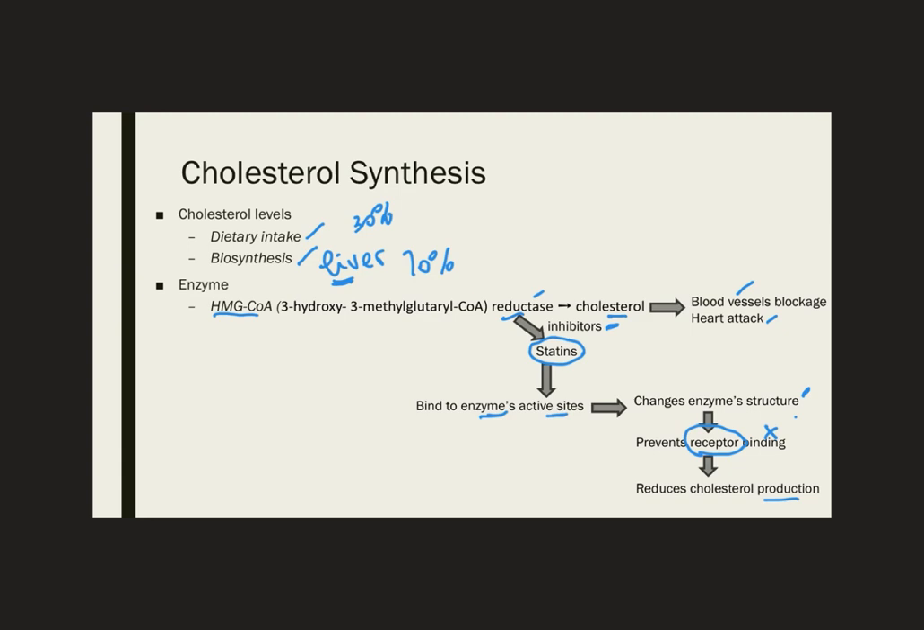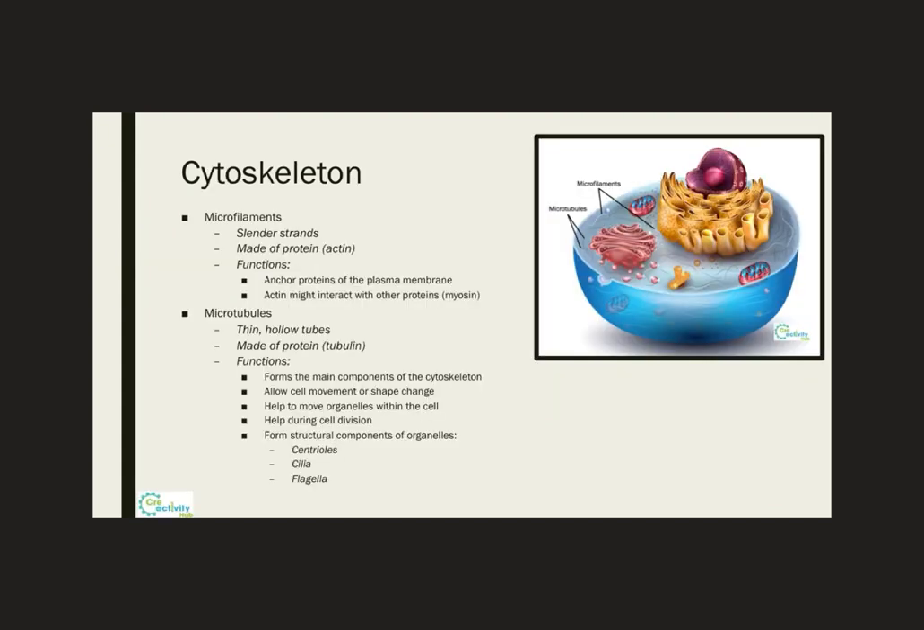So these will be the main components of the plasma membrane. And in the next few slides, we will cover a few more organelles that don't have a membrane. So we refer to them as non-membranous organelles. The cells maintain their shape through what we call a cytoskeleton.